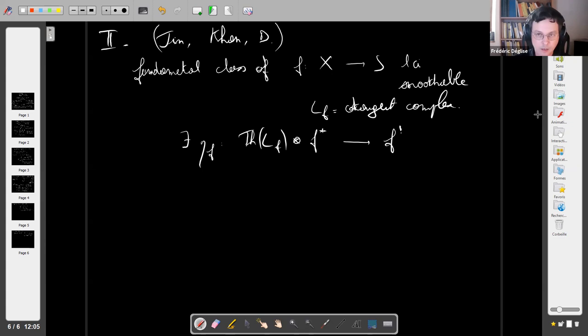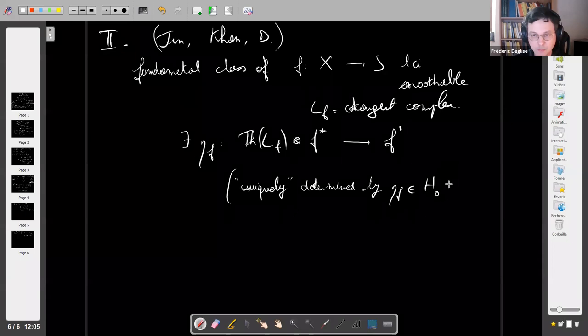Okay. And actually, it's uniquely determined in a suitable sense. It's determined by a class in the usual sense, of f, which belongs to the bivariant homotopy of X relative to S with twist L_f. It's just to recall.